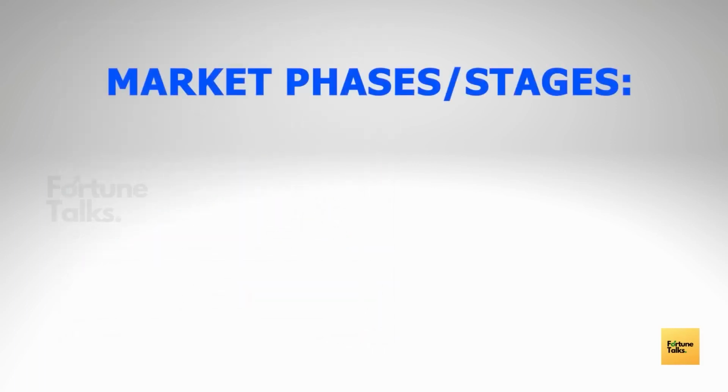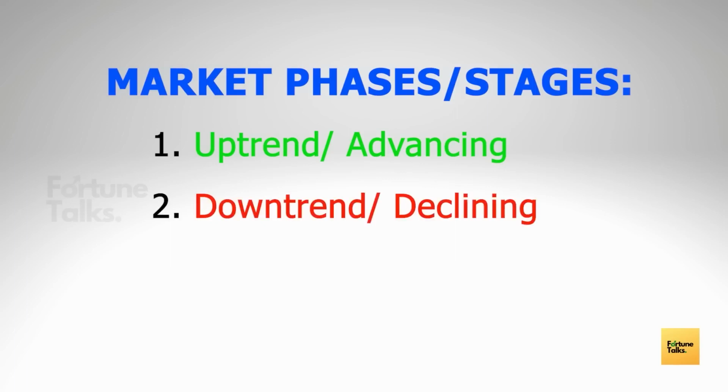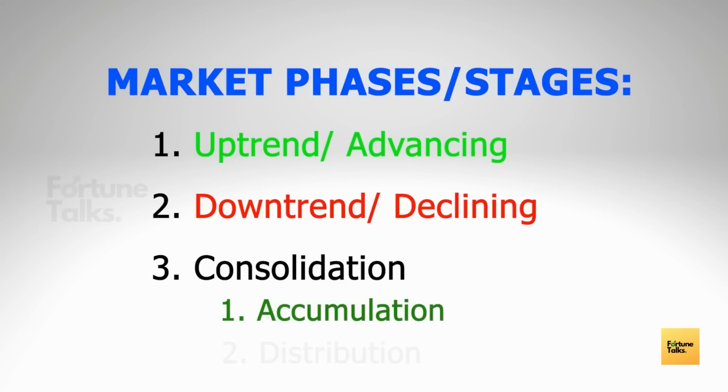To sum it all up, the market moves in 3 phases or 3 stages. Number 1 is the uptrend or the advancing stage. Number 2 is the downtrend or the declining stage. And number 3 is the consolidation stage. The consolidation stage can be further subdivided into the accumulation phase and the distribution phase.